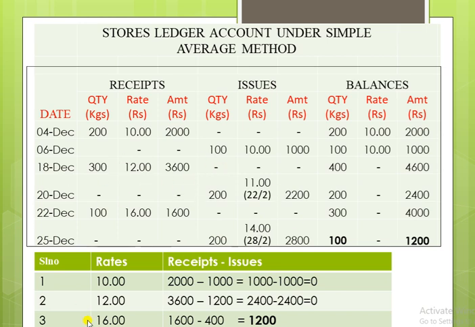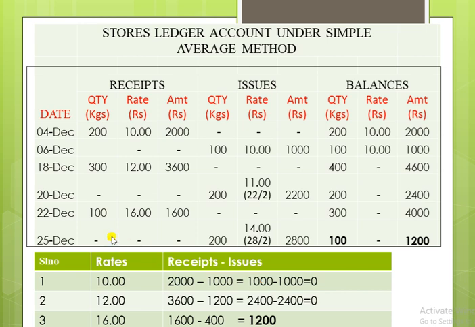Let me explain the first transaction, that is serial number 1. The rate is 10 rupees. The first purchase was made for 2000, that is the 2000 amount, minus how much issue has been made. The issue was 1000, so the remaining is 1000. So the first issue has been made for 1000 rupees.